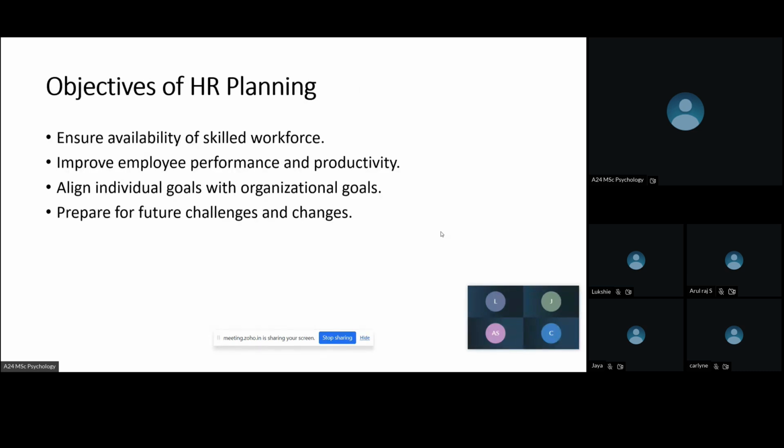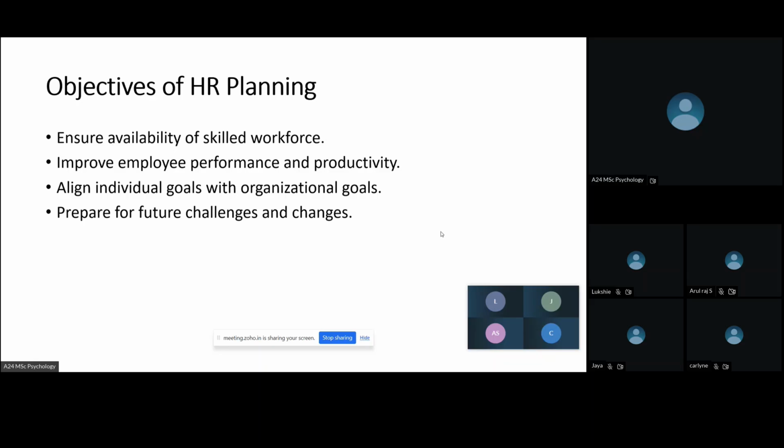And then moving on, what are the objectives? Why is HR planning needed? To ensure there is availability of a skilled workforce. As I was saying, the procurement function comes into place here. And then improving employee performance and productivity. We need to give continuous training and development to the employee, making sure that their productivity is hitting high all the time, and their performance is also very high.